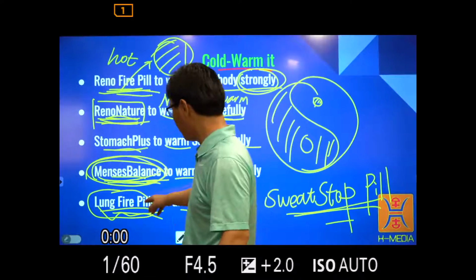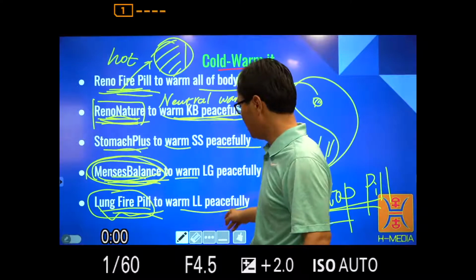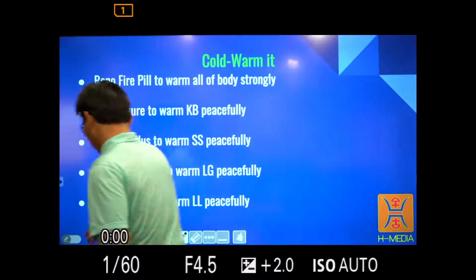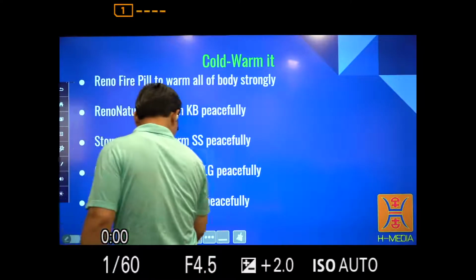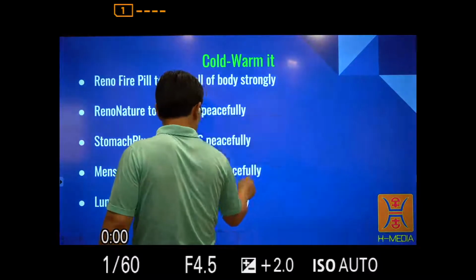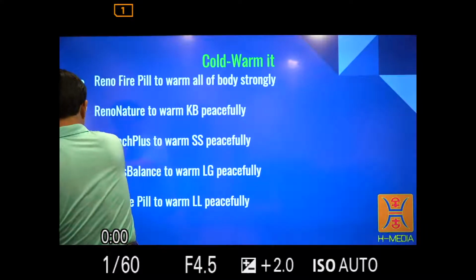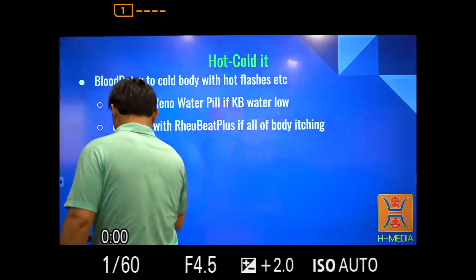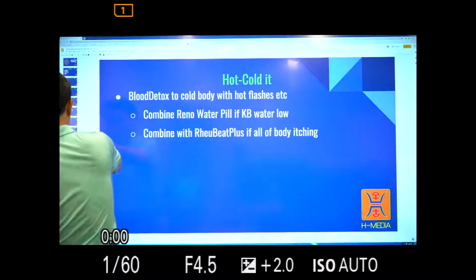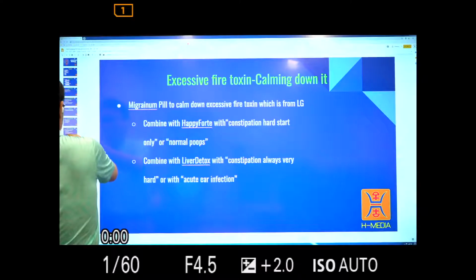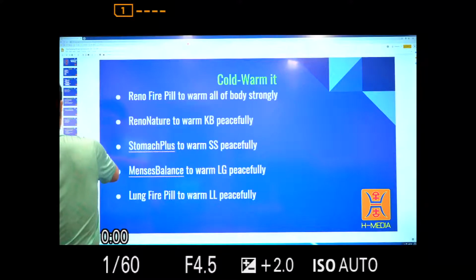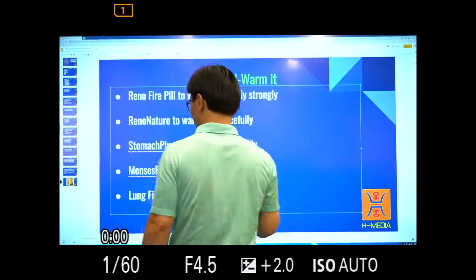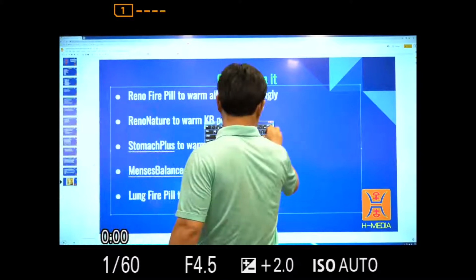And the lung fire pill is very strong to warm the lungs. Here is another piece of information I need to change. Right now we're talking about the new lung fire pill. The old one is peaceful, but the new one is not peaceful anymore. It is very strong. Cold warming, yes. It should be strong.